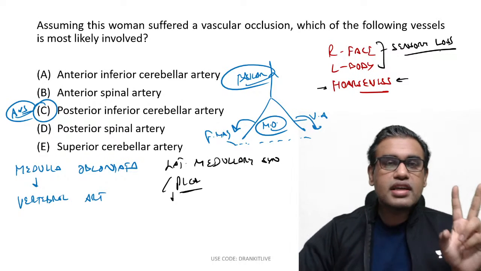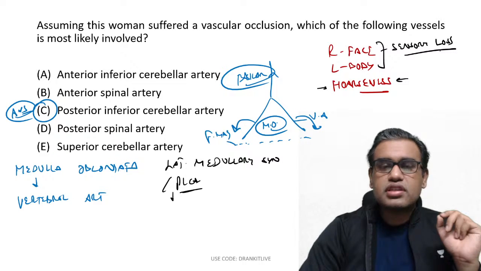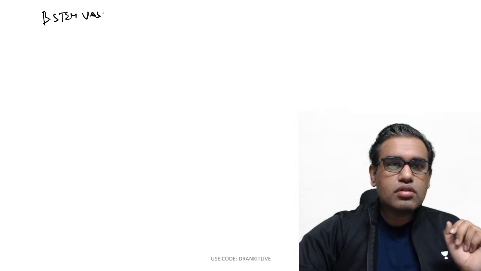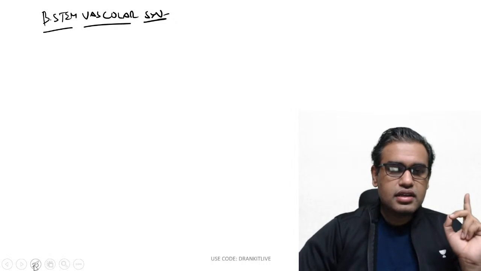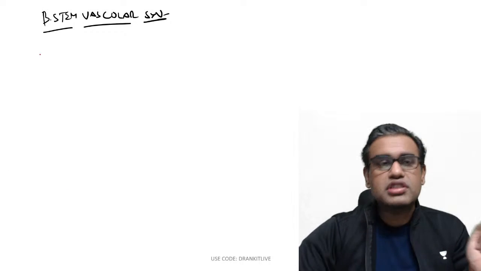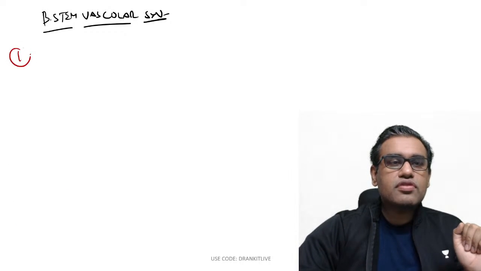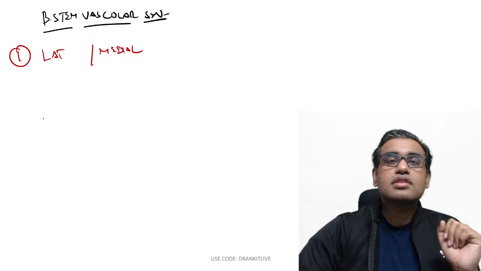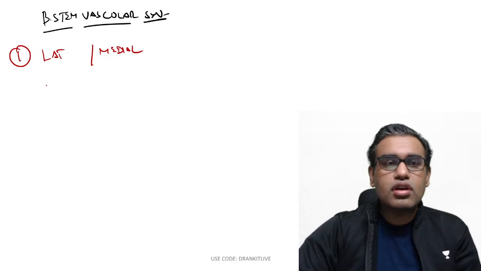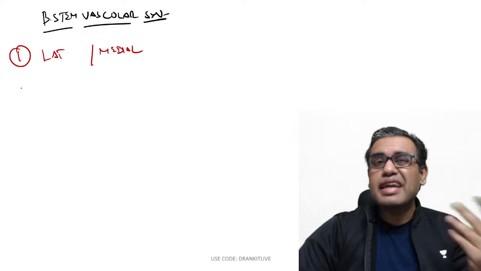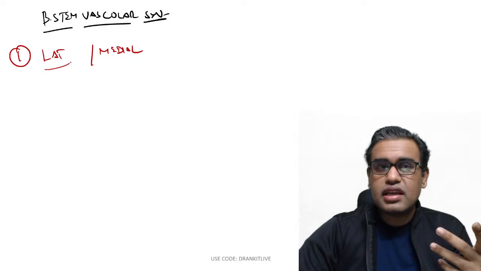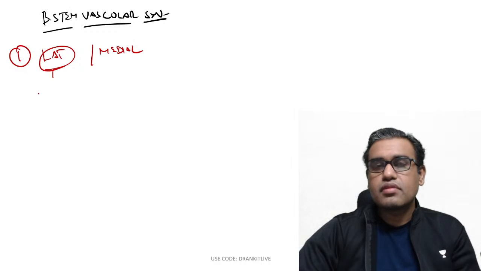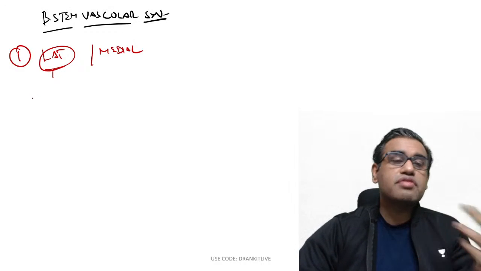There are two things I want to tell you over here. When you are solving any brainstem vascular syndrome, because this is a high yield topic, normally one or two questions will come from here, mind it. First of all, you have to understand whether the lesion is lateral or medial. Considering the past question, you'll see that there was loss of pain and temperature, and in such loss of pain and temperature the lesions are mostly lateral. Pain and temperature loss in the body, and in the face. So the first point is this.